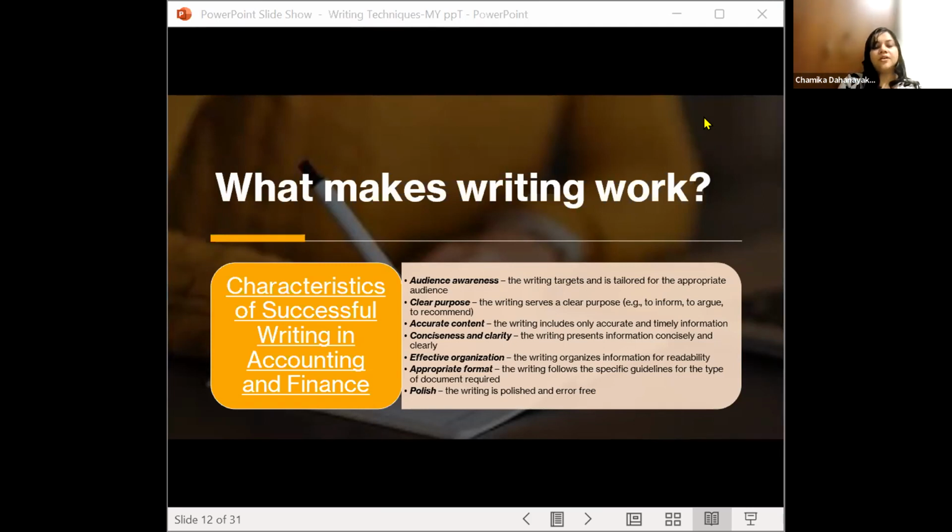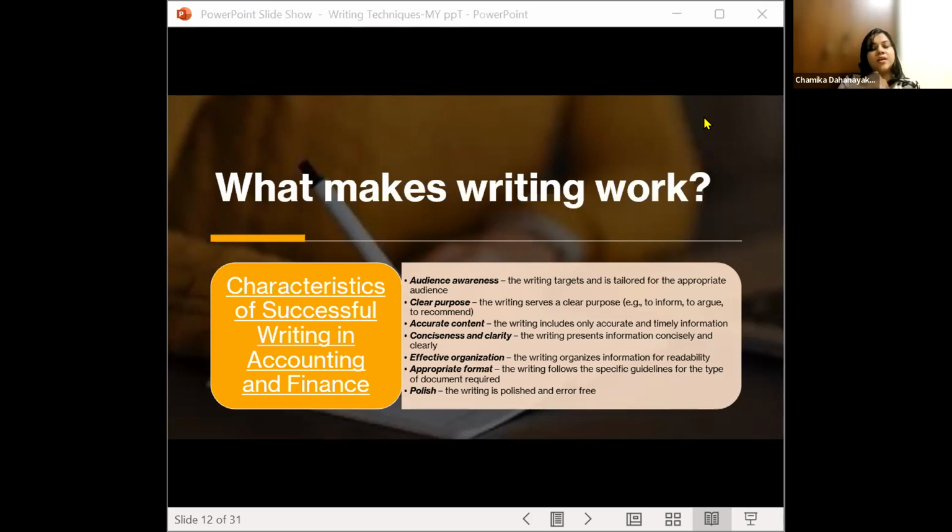Okay, third one is accurate content. So whenever you are writing a document or a letter, memo, whatever, you need to select appropriate, accurate content. Write only what is relevant. Now look, the first activity we did today was on pie charts. How many of you wrote relevant, accurate things? How many wrote general things? So selecting accurate content is another important area.